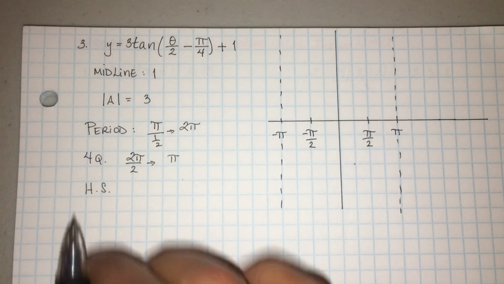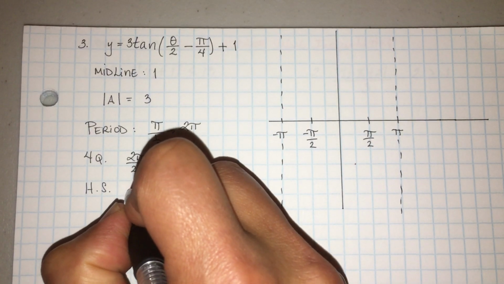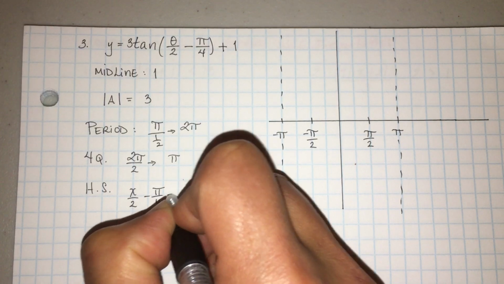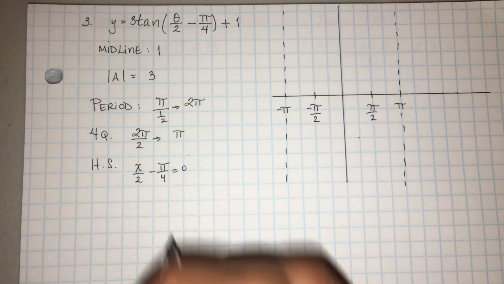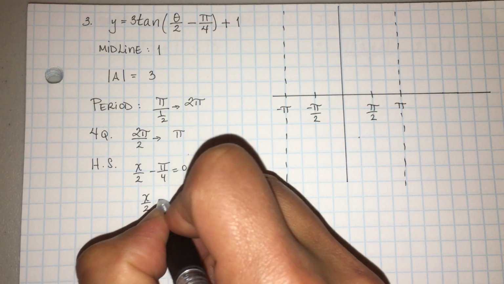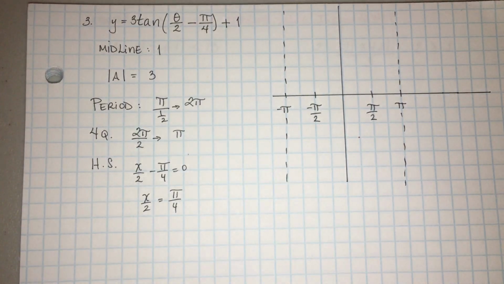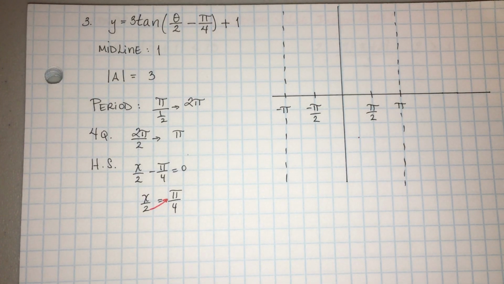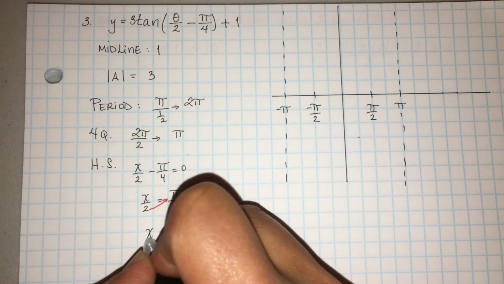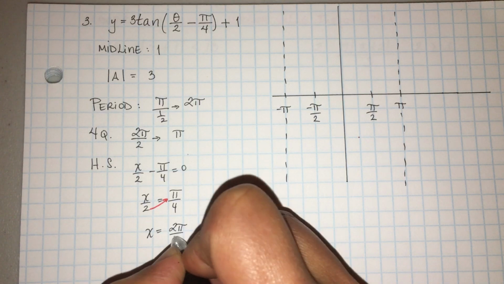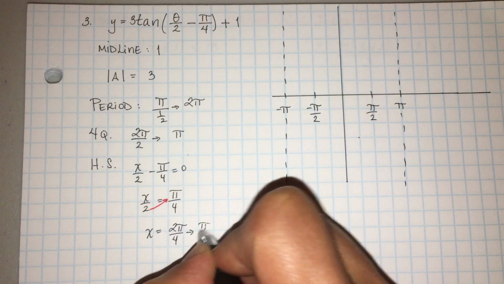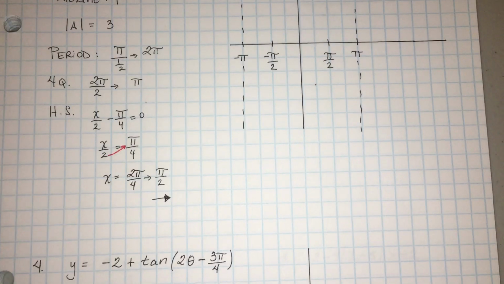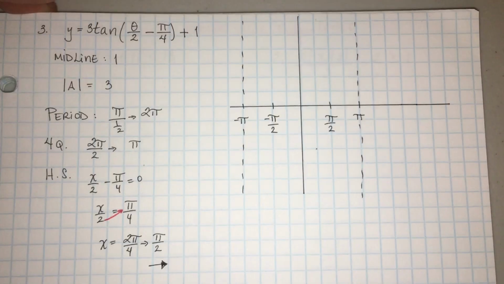Great. What's our horizontal shift? Well, we're going to do theta, I'm just going to change it into x. I like x better. x minus pi over 4 equals 0. We're going to go ahead and solve it. Move the pi over 4 to the right. And then just like before, we cross multiply this guy right up to the top. We end up with 2 pi over 4, which is the same thing as pi over 2. Because it is positive, we're going to move it pi over 2 units to the right. Nice. Not too bad.